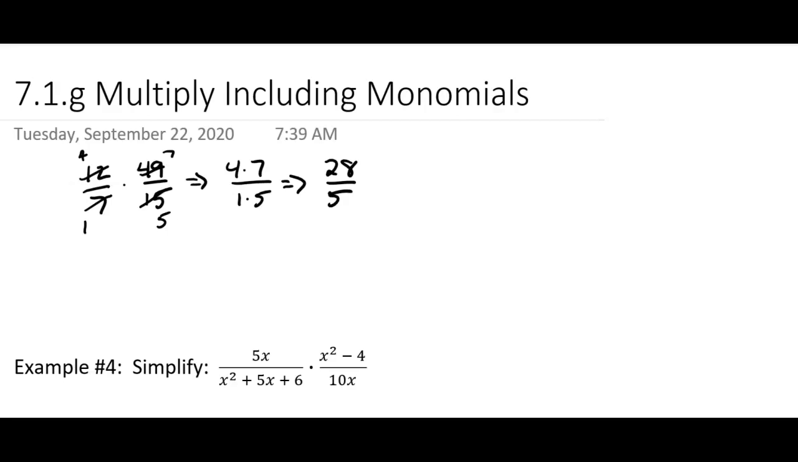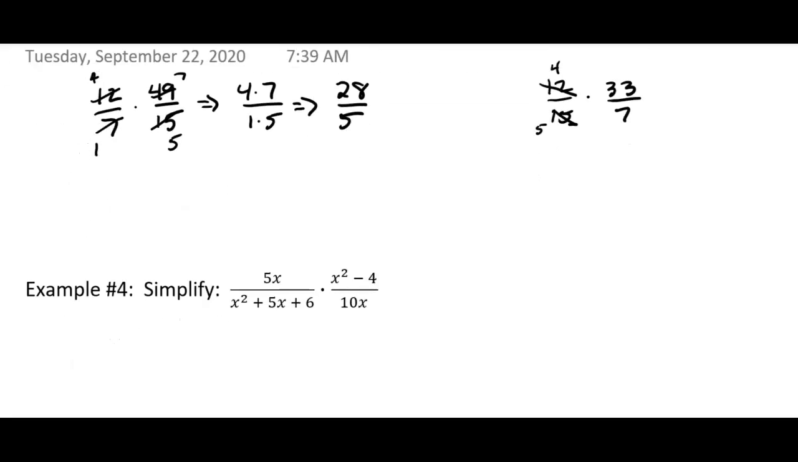I want to point out that when you have something like 12 over 15 times 33 over 7, something like that, you can cancel the 12 and the 15. Sometimes people think, oh, they have to be across from each other, but they don't have to be. You just have to have one in the numerator and one in the denominator. And then you'd get some answer here. Anyway, some big old answer. Okay. So I just wanted to point that out.